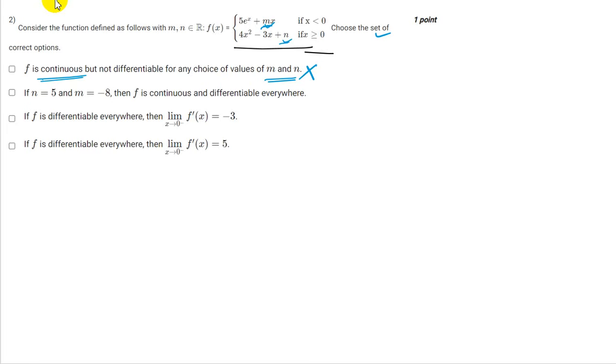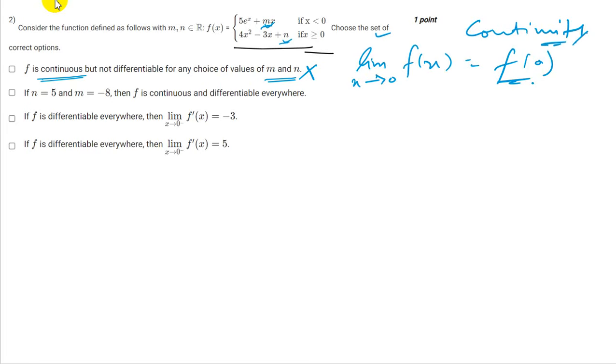so let us just see what the conditions are. So limit x tends to 0 of f(x) has to be equal to f(0), okay, for continuity.